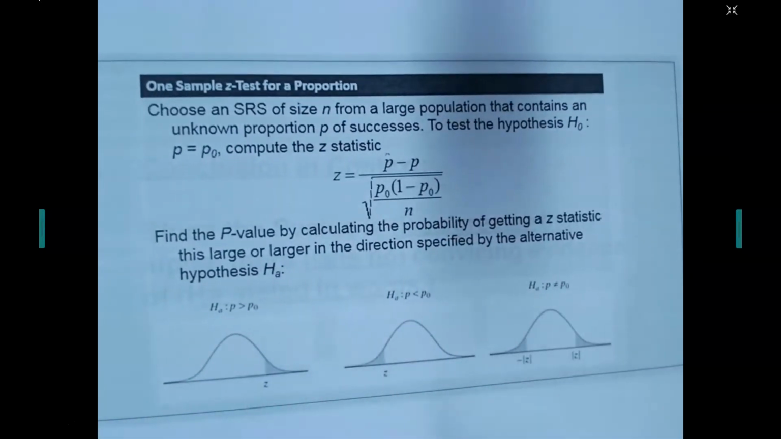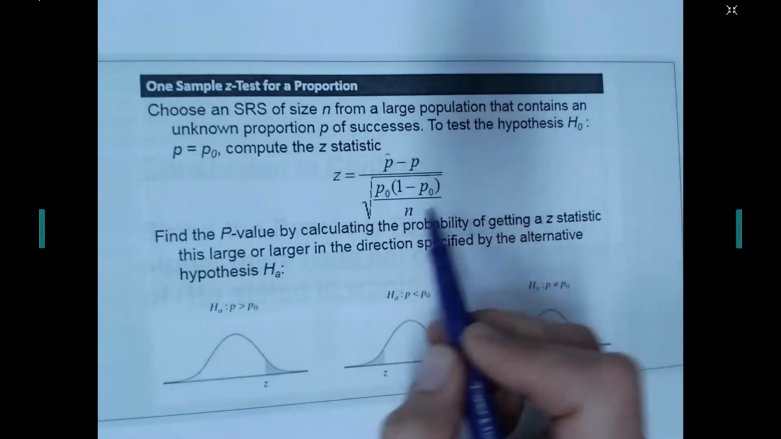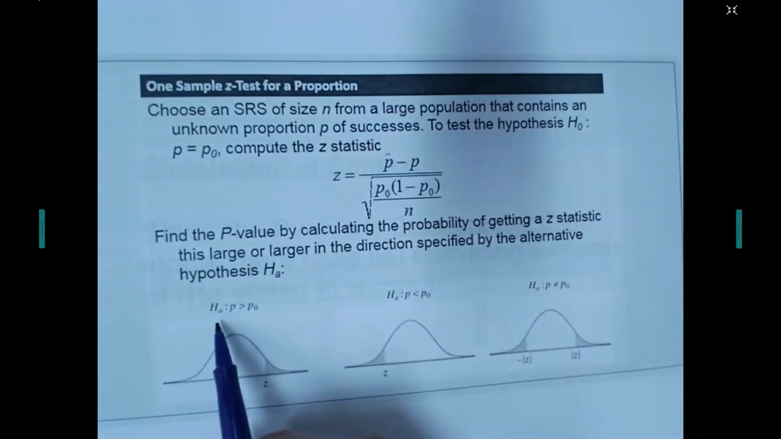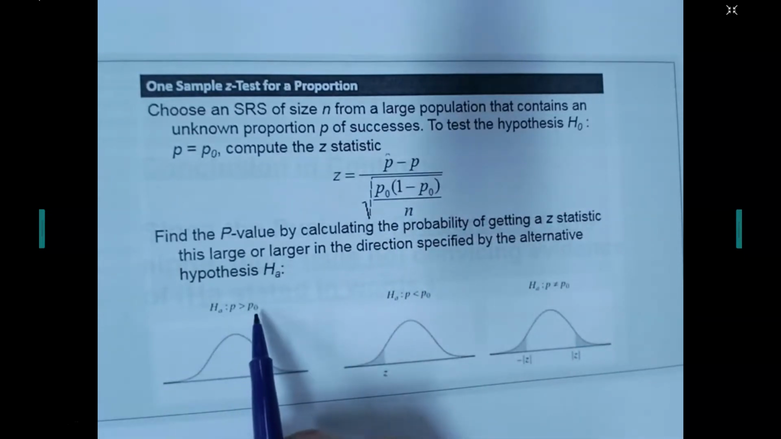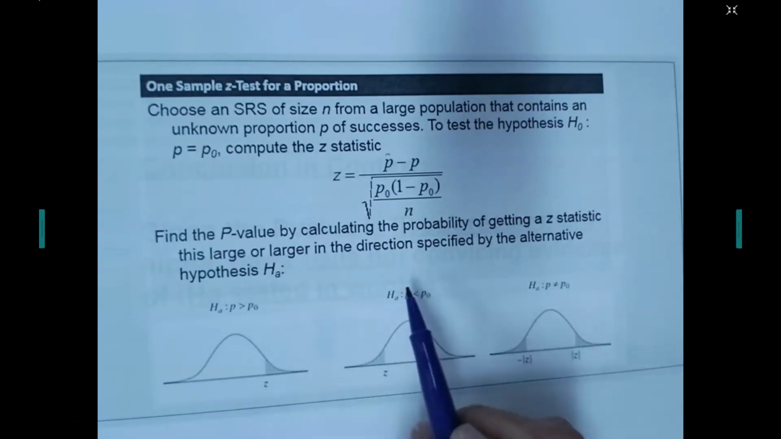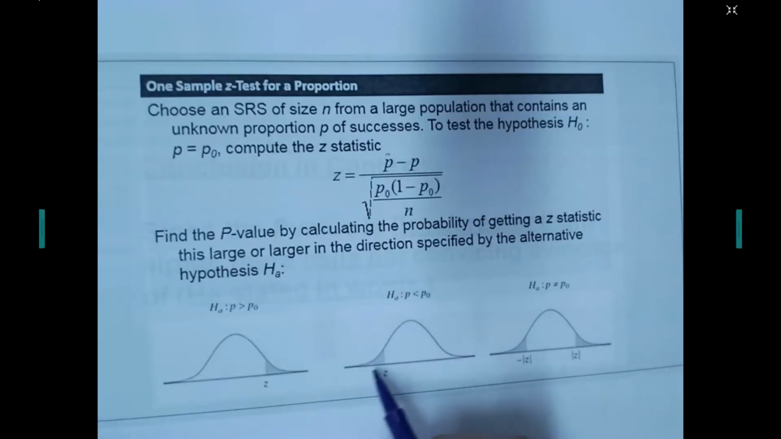Now, if your alternative is a greater than whatever the claim is, you are looking for the right tail. You're looking for the area under the curve to the right of the z-score you get. So once you solve this out, if your alternative hypothesis is that it's greater than that amount, you're looking for the area above that z-score. If your alternative is less than that amount, then you're looking for less than whatever that z-score is.